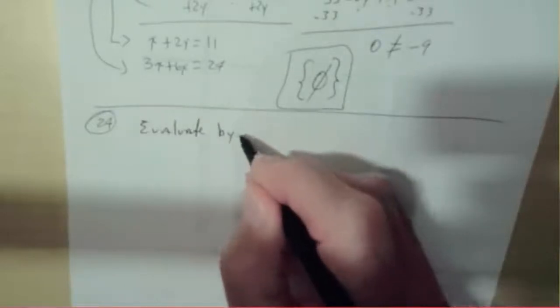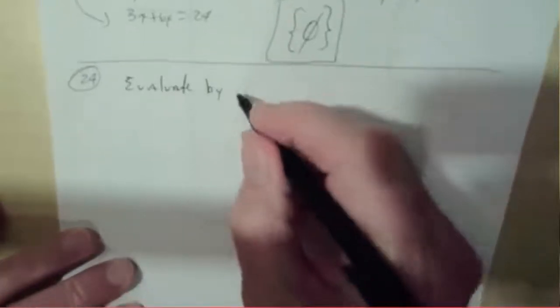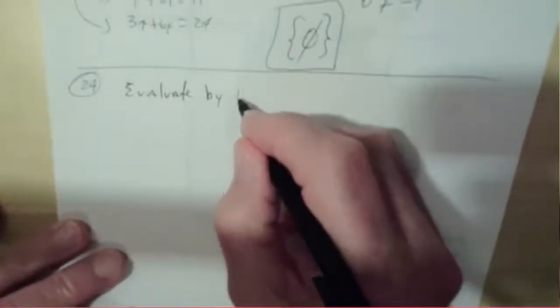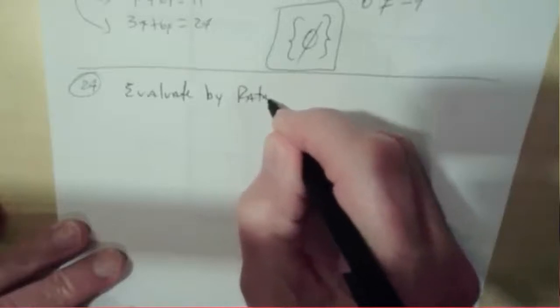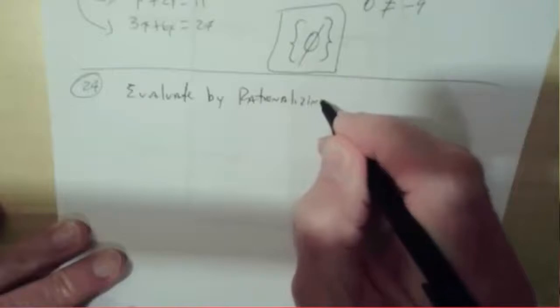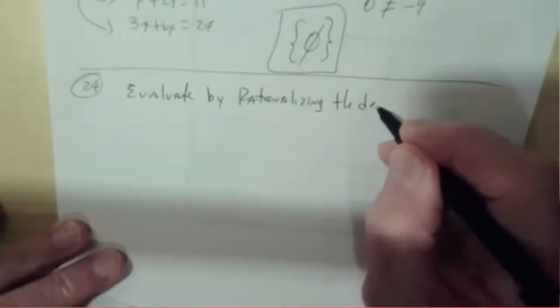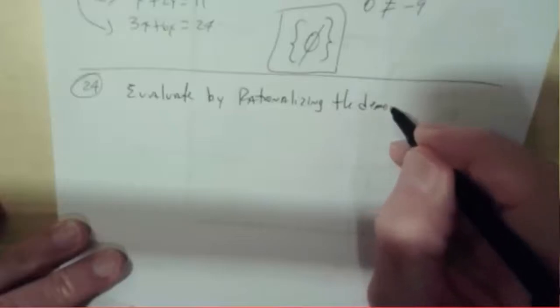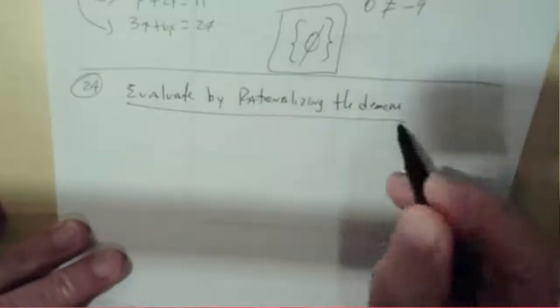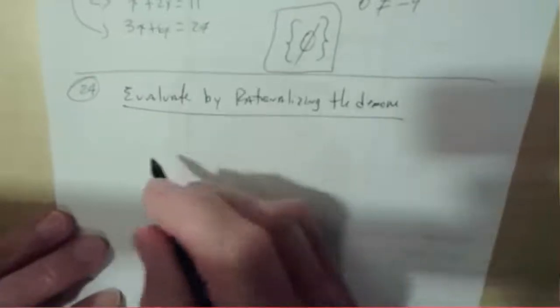Evaluate by rationalizing the denominators. I still think that sounds like a disease. R-A-T, rational, C-I. Rationalizing the denominators. Remember, the denominators are the numbers on the bottom.